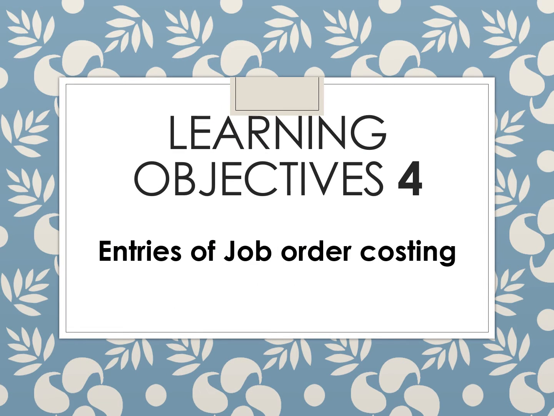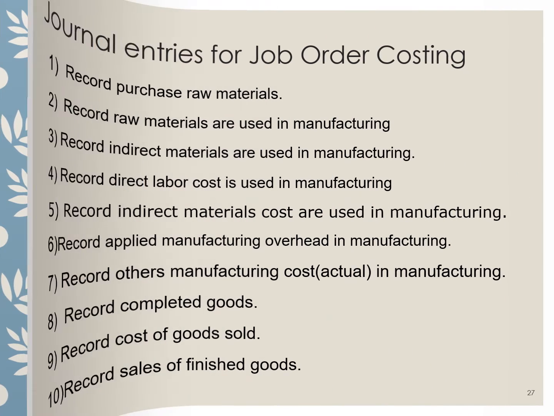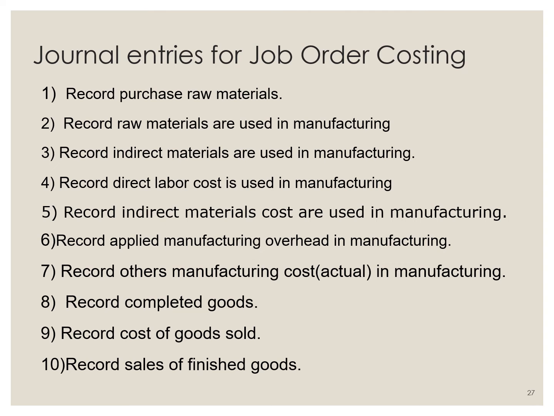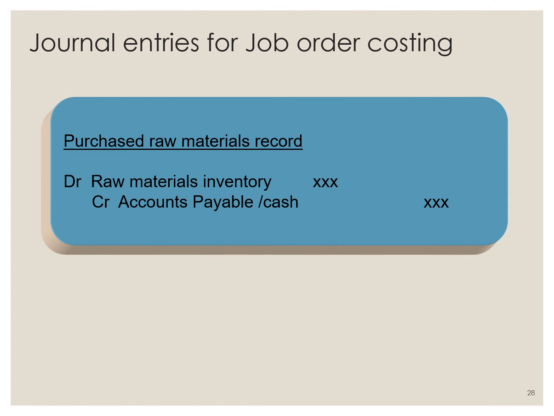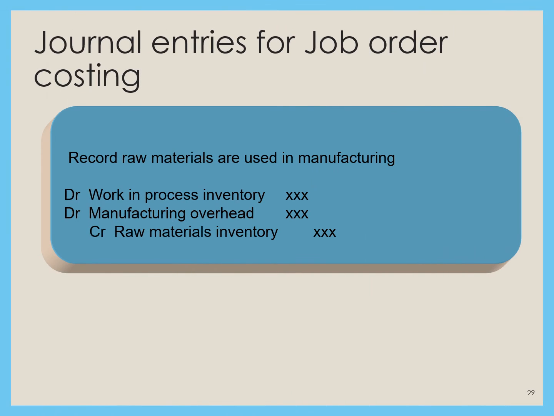Learning objective 4. Entries of job order costing. Purchased raw materials, record: debit raw materials inventory, credit accounts payable/cash. Record raw materials used in manufacturing: debit work in process inventory, debit manufacturing overhead, credit raw materials inventory.